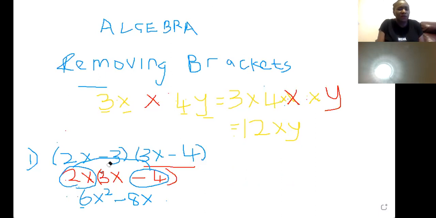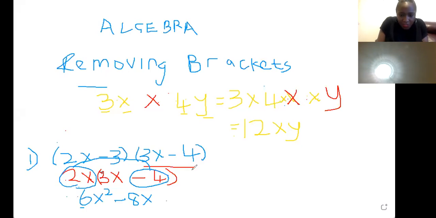So what do I do next? We're left with minus 3 here, right? So what do we do with that? So we bring minus 3 to multiply by 3x and minus 4 again, right? Now I'm going to do that again. I'm going to change my pen to red pen so you know we're trying to remove the brackets first. I'm going to leave this minus 3. I'm going to bring it here. Does that make sense? And what am I going to put in front? Another 3x minus 4.